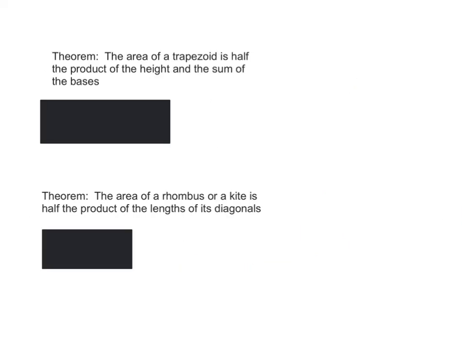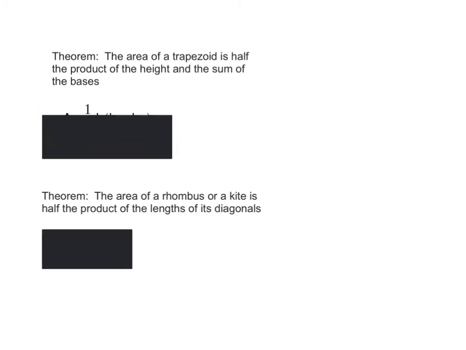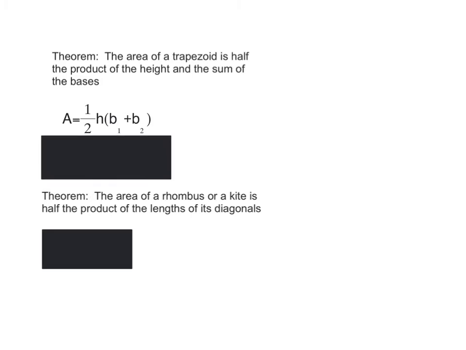Okay, so let's keep going. Alright, so next theorem. The area of a trapezoid is half the product of the height and the sum of the bases. So here it is: 1/2 height times the sum of base 1 plus base 2.